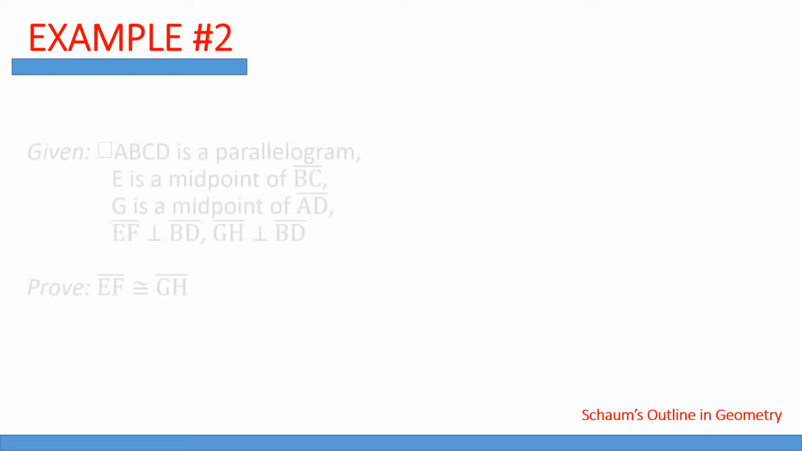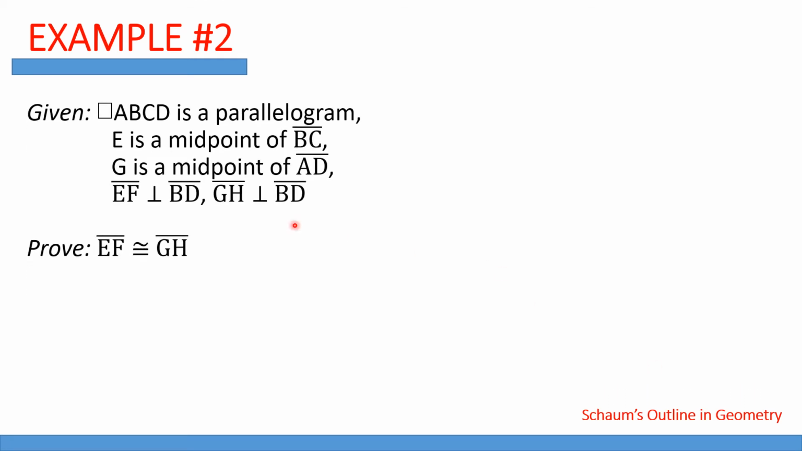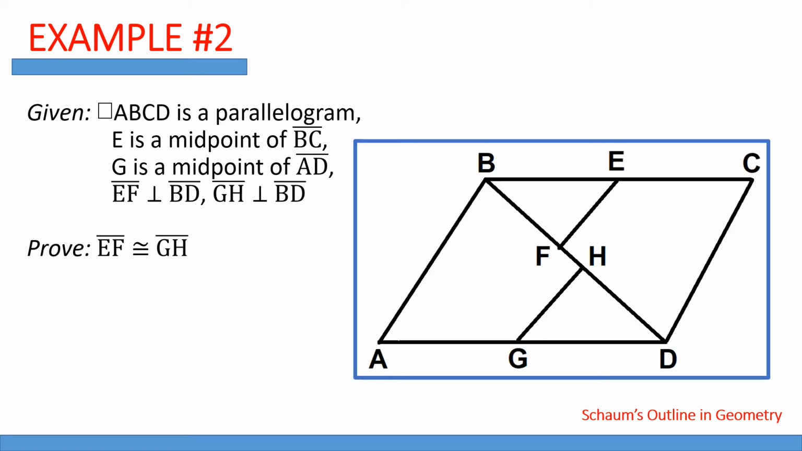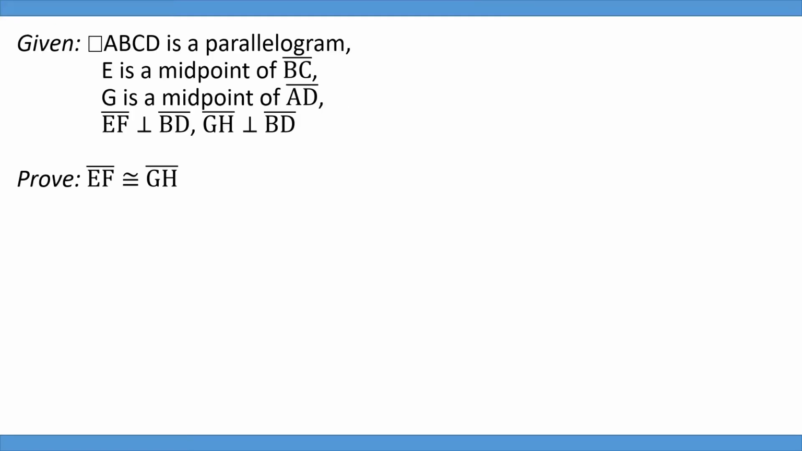Example number 2. Given that quadrilateral ABCD is a parallelogram, E is a midpoint of line segment BC. G is a midpoint of line segment AD. Line segment EF is perpendicular to line segment BD. Line segment GH is perpendicular to line segment BD. Prove that line segment EF is congruent to line segment GH. So this is the illustration.